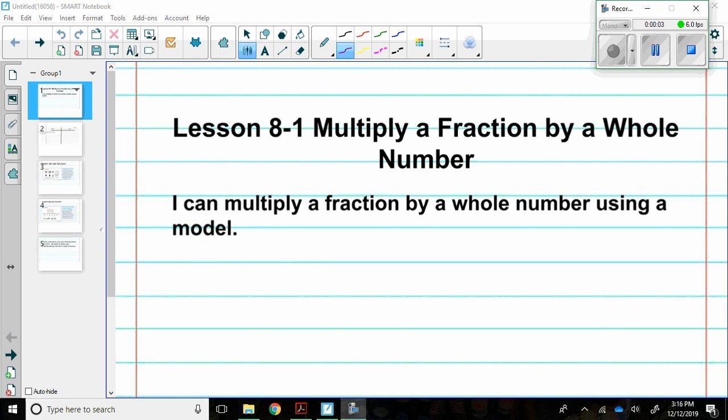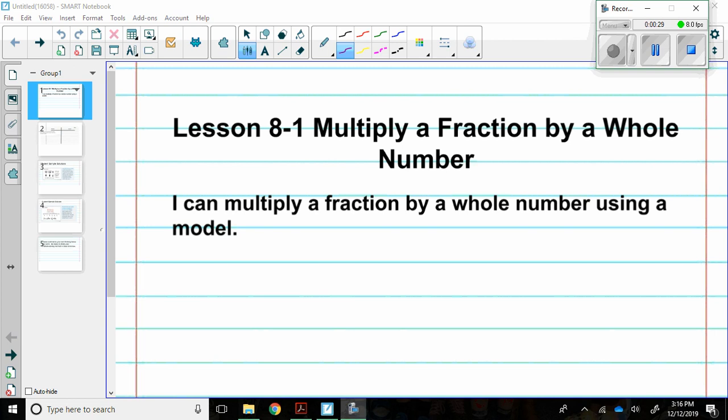Welcome to lesson 8-1, multiply a fraction by a whole number. Please write your title and push play when you've written that down. Your I can statement is: I can multiply a fraction by a whole number using a model.